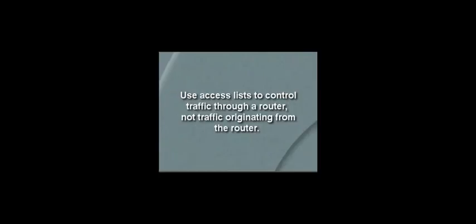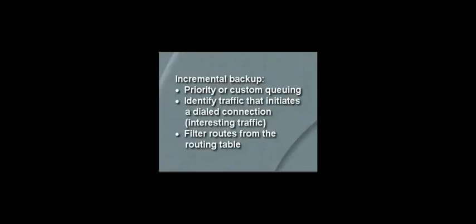Different applications of access lists include the fact that we use access lists to filter or control traffic moving through the router, but not originating from the router. Three particular uses of access lists include: 1. We can use access lists for priority or custom queuing. 2. We can use access lists to specify interesting traffic with DDR, or dial-on-demand routing. 3. We can use access lists to filter certain routes from our routing tables.